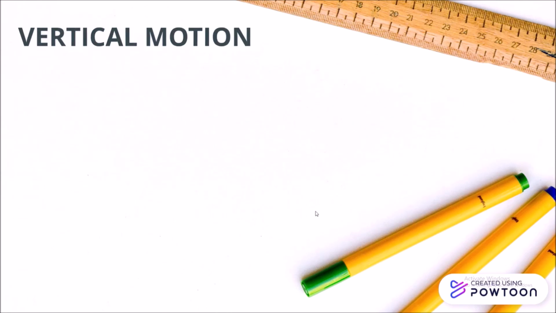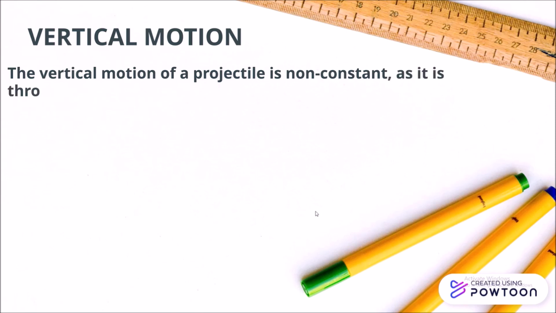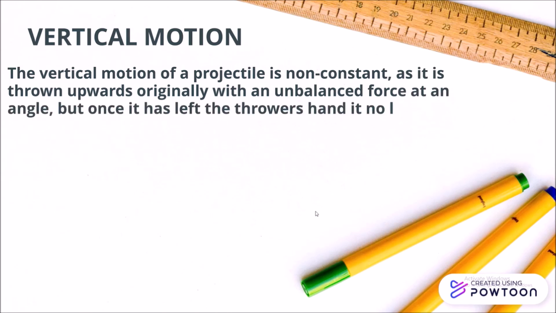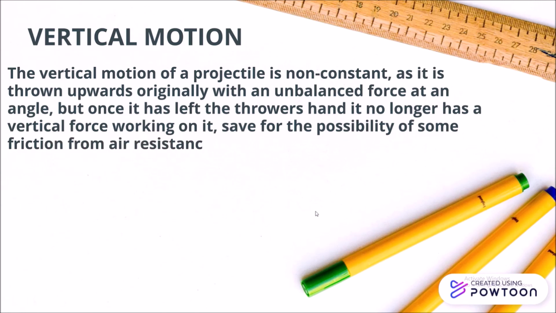Next, we have vertical motion. The vertical motion of a projectile is non-constant, as it is thrown upwards originally with an unbalanced force at an angle. But once it has left the thrower's hand, it no longer has a vertical force working on it, save for the possibility of some friction from air resistance, which we are ignoring.